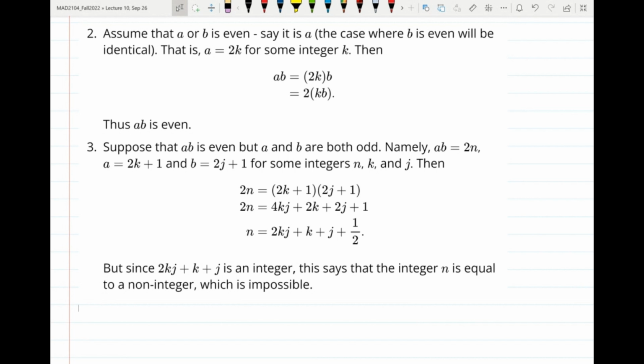So this one is saying, assume that A or B is even. Say it is A. Of course, because there's nothing special here about A or B. So when I talk about A, it's like if I was talking about B. I'm just picking one. So A is even, but that's already fishy because that's what I want to prove. But let's read it. That is A is equal to 2K for some integer K. Yes, fine. Then A times B equals 2K times B, so it's 2 times KB. That's fine. Therefore, AB is even.